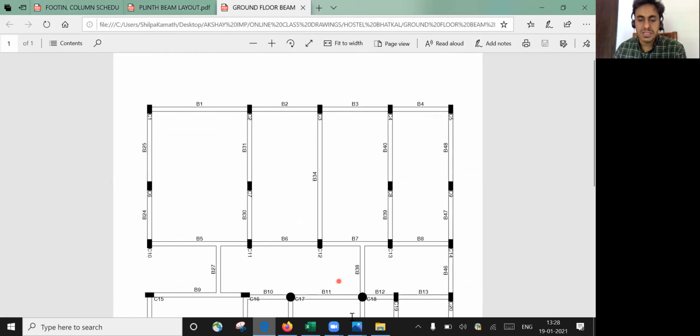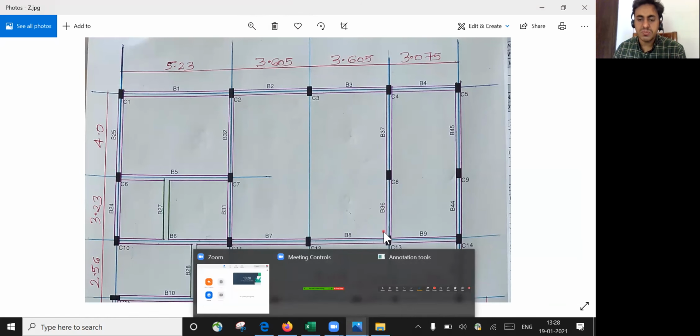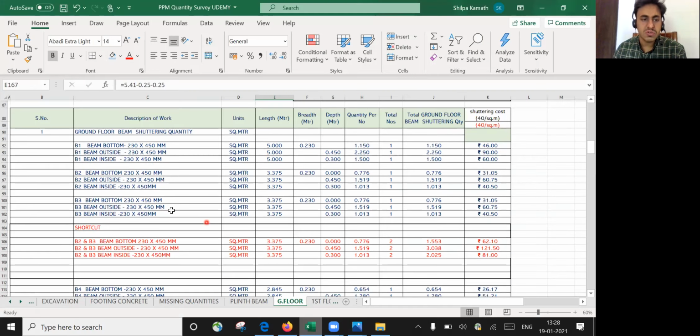If you observe it carefully, I'll go back to one of the drawings. So this B2 and B3 beam, both the beams, the inner to inner distance, that is the grid to grid distance, is the same. I'll take it to one more image. You can observe it here. So this is also 3.605 and this is also 3.605, right? Since both of them are 3.605, instead of writing B2 beam bottom and B3 beam bottom separately, it's a B2 only, right?